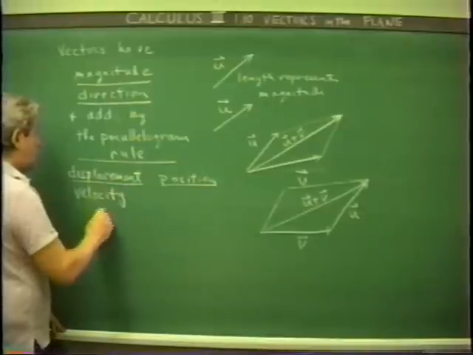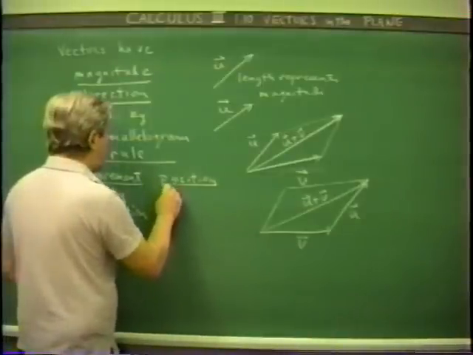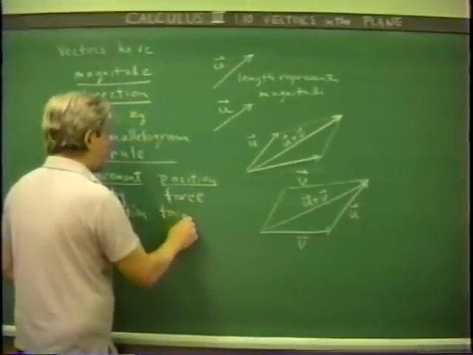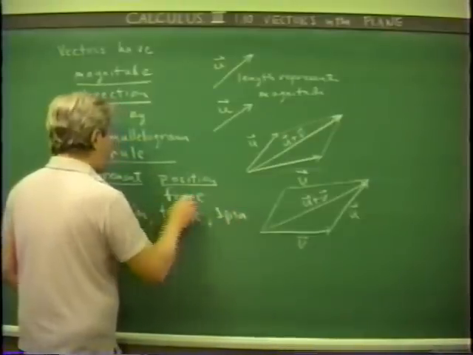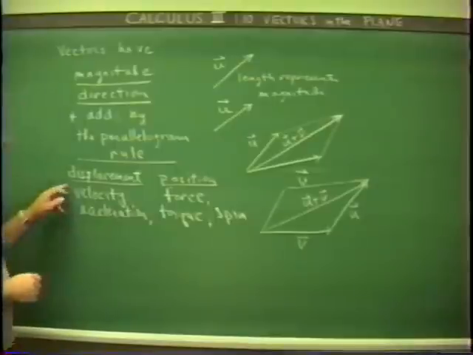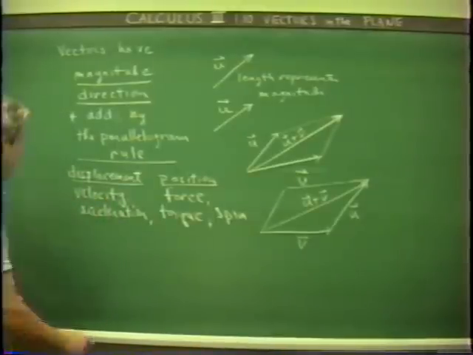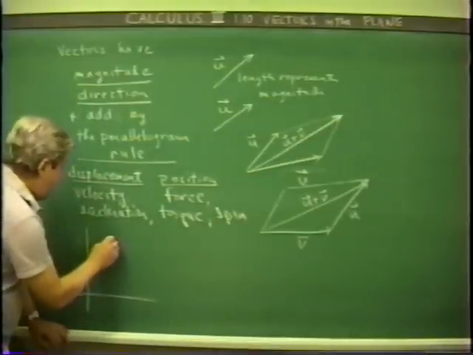Essentially it is displacement, but the position of something can be indicated by means of a vector. Also velocities, acceleration, force, torque, returning power, spin. These are all quantities which can be represented by means of vectors, each having their own particular units.